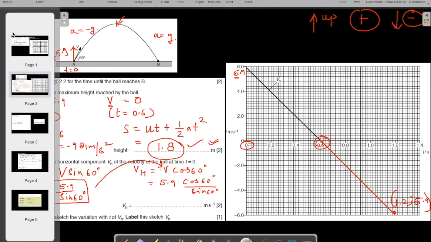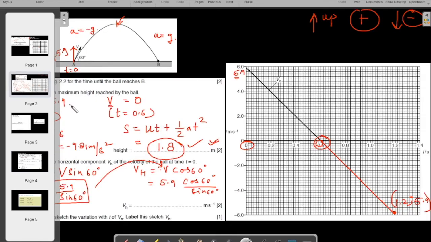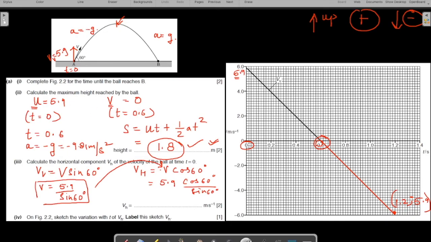Let us check the mark scheme. Are they also doing the same thing? Yes, 5.9 over tan 60. Your answer should be 3.4. So I'm leaving all the calculator work for you all to do. Pause the video for a while. You should be getting your answer as 3.4 meters per second. It is velocity, so the unit is meters per second.